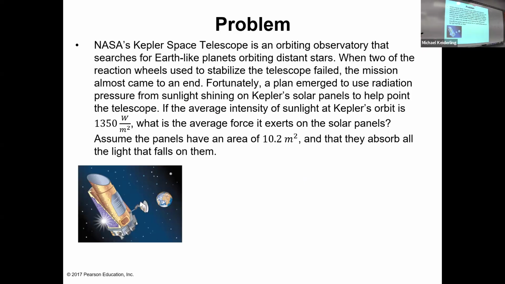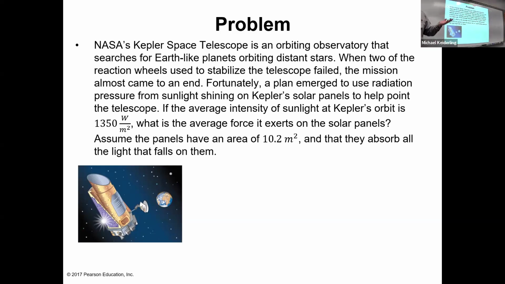So NASA's Kepler Space Telescope is an orbiting observatory that searches for Earth-like planets orbiting distant stars. When two of the reaction wheels used to stabilize the telescope failed, the mission almost came to an end. Fortunately, a plan emerged to use radiation pressure from sunlight shining on Kepler's solar panels to help point the telescope.